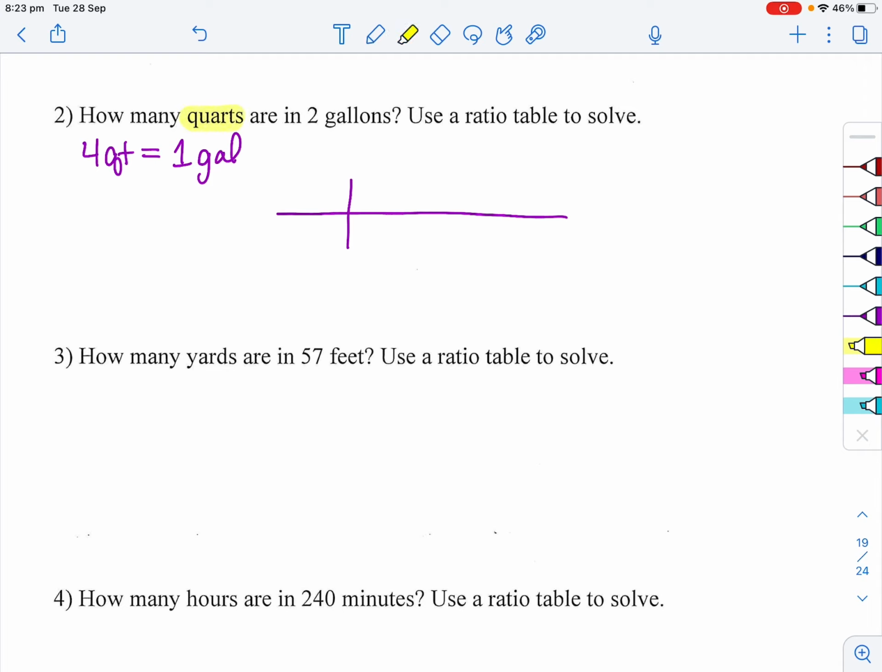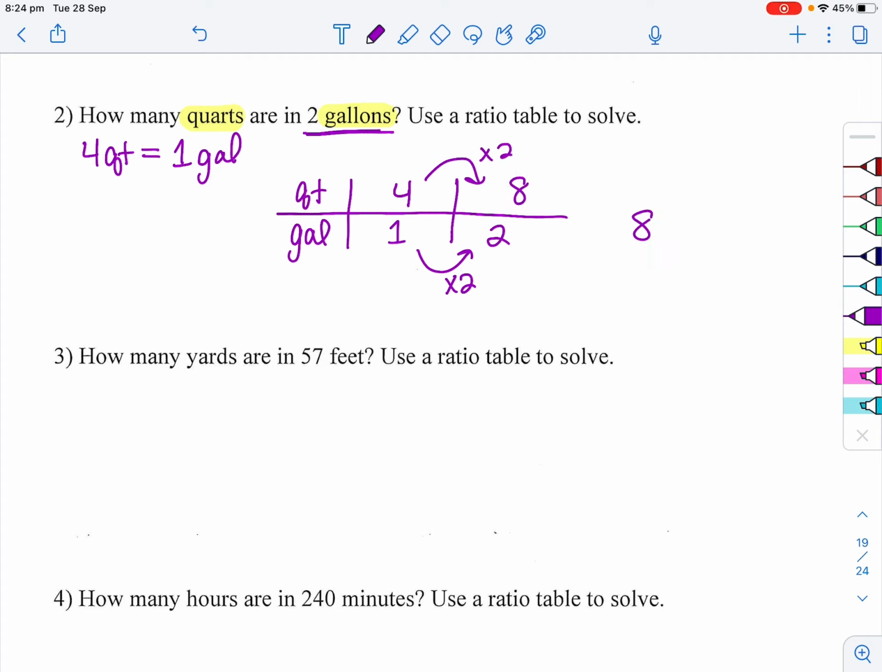So these are my 2 units, quarts and gallons, and I know that there are 4 quarts in 1 gallon. So I've got quarts and gallons, and again, the order of those 2 things does not matter as long as we associate the correct values in the right spot. So there are 4 quarts in 1 gallon, and I've got 2 gallons. So I'm going to multiply by 2, and I get 8 quarts.